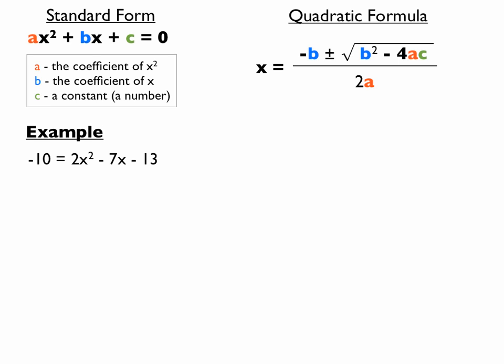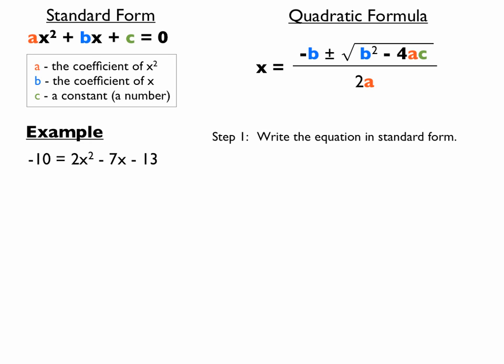Let's walk through another example. Here's another equation. Negative 10 equals 2x squared minus 7x minus 13. So step 1 is to write the equation in standard form. You may notice that this equation is not equal to 0.